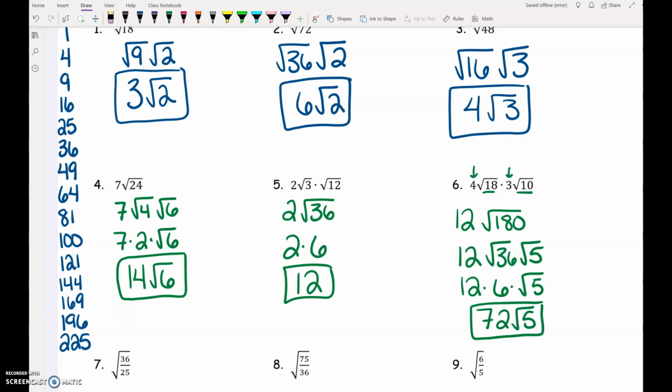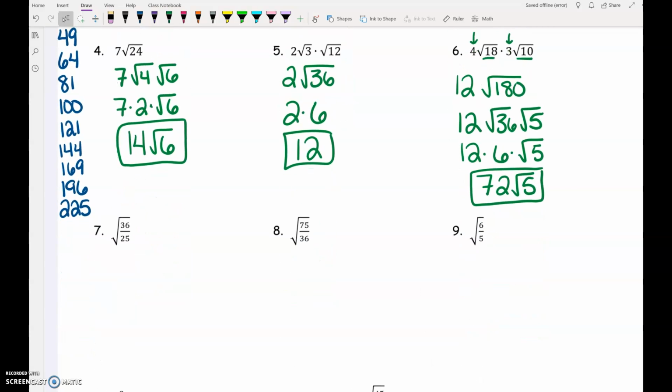Let's move into fractions. Some of these are super ridiculously easy. Like this first one. You can split this up into the square root of 36 over the square root of 25. What is the square root of 36? What's the square root of 25? And you're done.